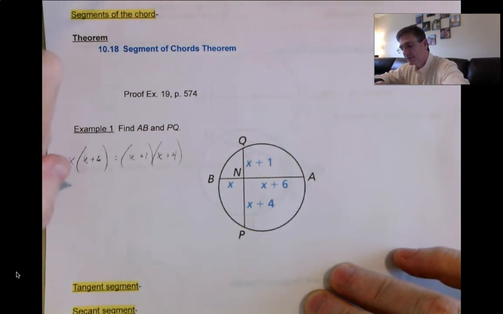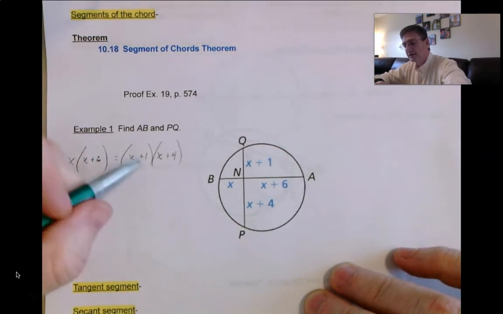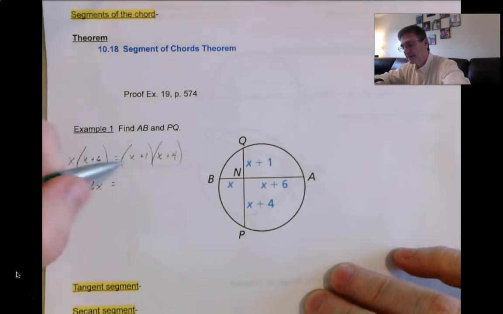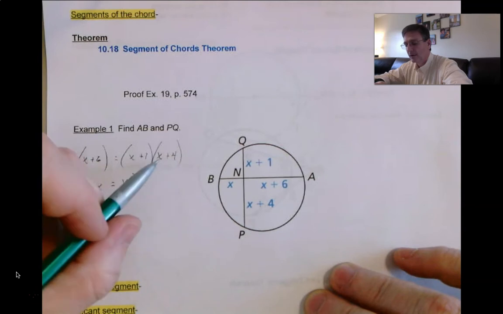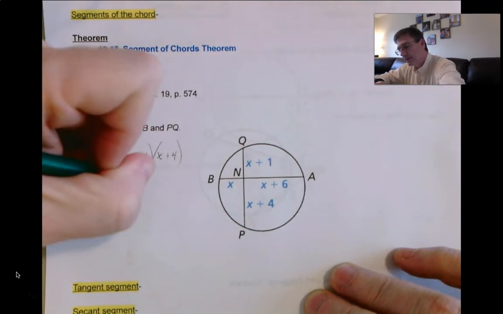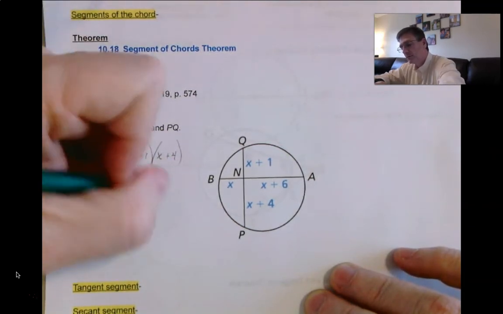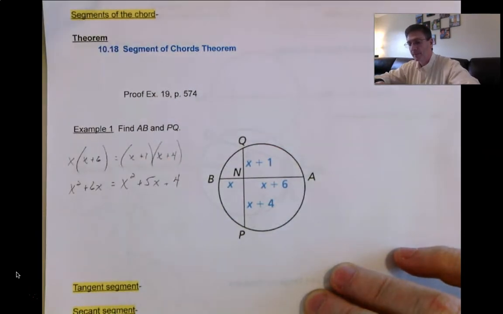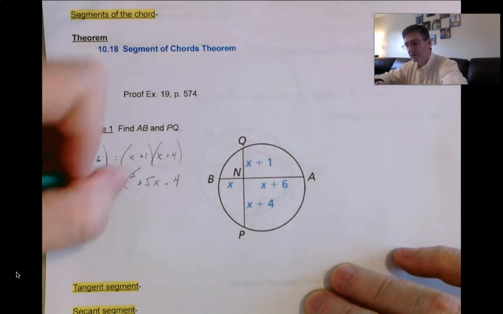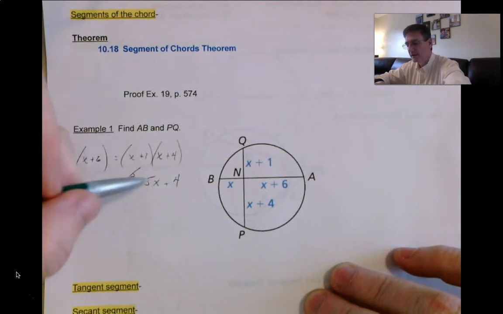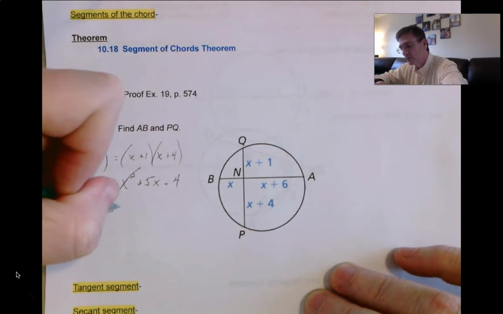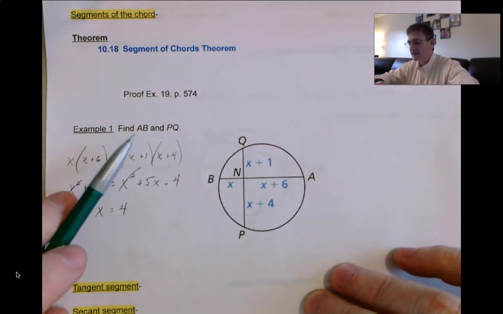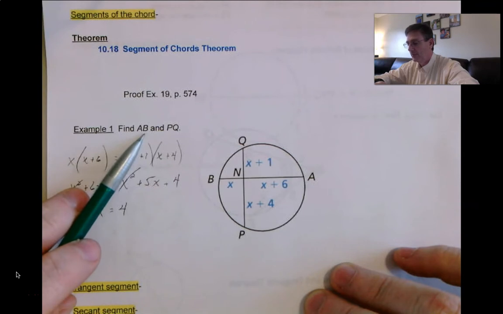Distribute the x. The left side's pretty easy: x squared plus 6x equals. Double distribute here: x times x, x times 4. We're going to get x squared, 4x, 1x, plus 5x, plus 4. The x squareds cancel, so subtract x squared from both sides. Subtract 5x from both sides. X equals 4. It's asking for the length of AB.